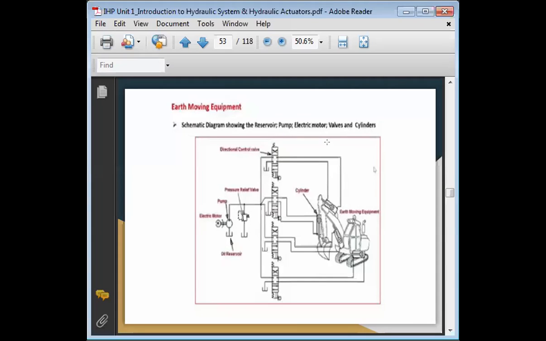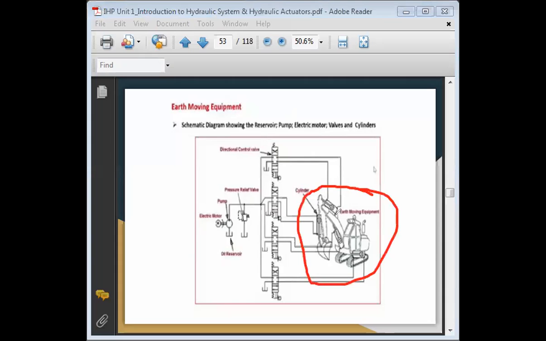So this is a schematic diagram with the circuit. This is earth moving equipment, and where the hydraulic system is used, that I have shown. This is one, then this is second, this third, fourth. Everywhere the hydraulic system is used in earth moving equipment. That we are going to see again in chapter number 3, the circuit diagram. At that time you will come to know.